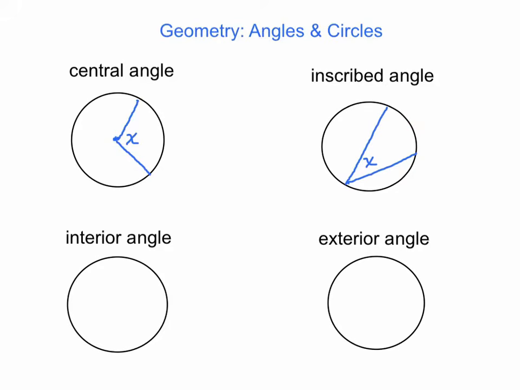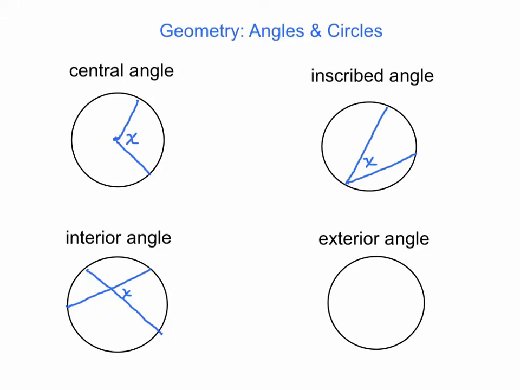A third situation involves 2 chords intersecting randomly and not necessarily at the center of the circle. In this situation, we can actually calculate this angle. That angle of intersection involves knowing this arc measure as well as this arc measure. And this arc is intercepted by the vertical pair of the original angle.